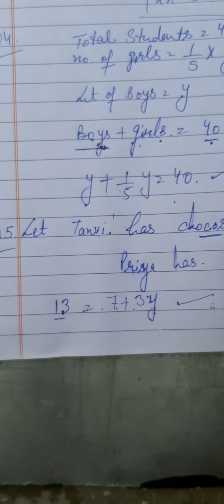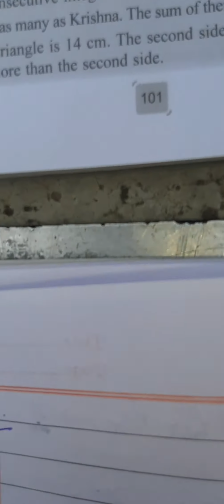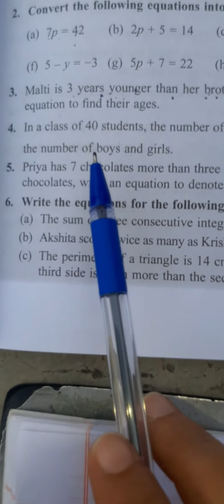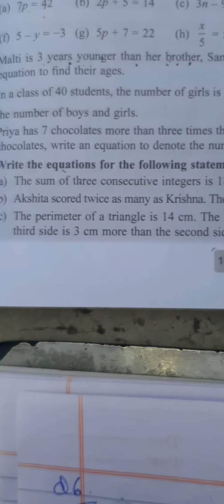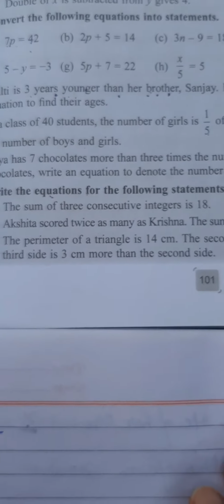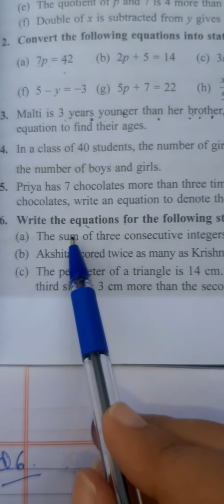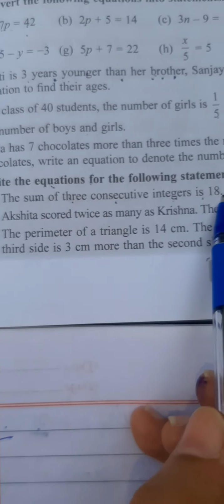Okay. Now question number 6. Write an equation for the following statement. They are giving you statements in words, and you have to write the equation, meaning in mathematical form. So first is: sum of 3 consecutive numbers is 18.